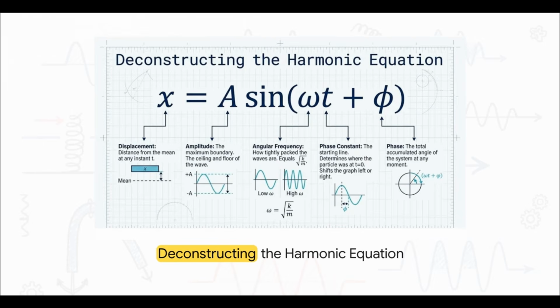The system's driven by how tightly packed those waves are. That's the angular frequency omega, which equals the square root of k over m. And finally, the whole graph is shifted left or right by the starting line, the phase constant phi. That's really just the accumulated angle of the system at the exact moment time begins.